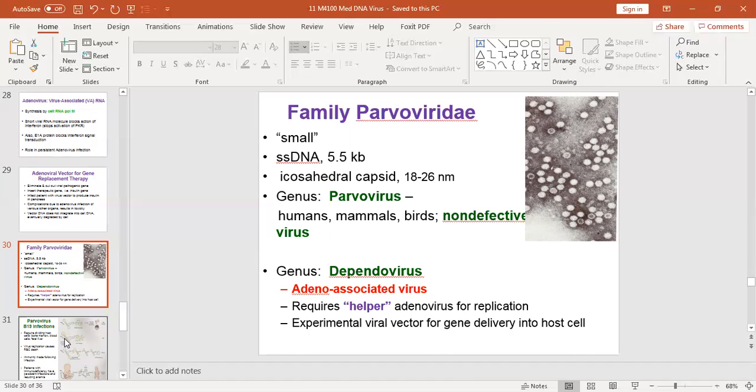Another genus is Dependovirus. The virus in this group is called adeno-associated virus, a virus that is associated with adenovirus. So it requires help from adenovirus for replication, and it's an experimental viral vector for gene delivery protocols into host cells for therapeutic purposes. We talked about another helper virus earlier on in the course, and that was hepatitis delta virus that requires hepatitis B. So this is a second example of a virus that needs help to cause infection.